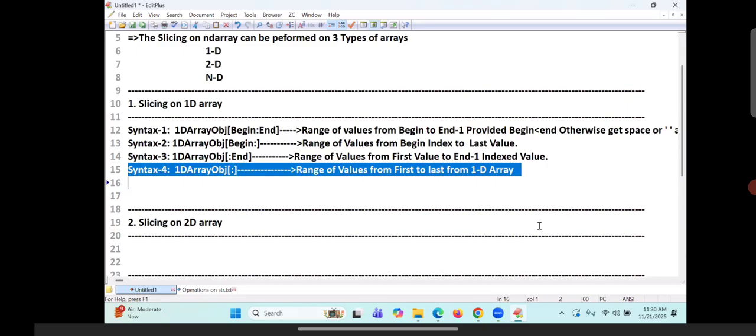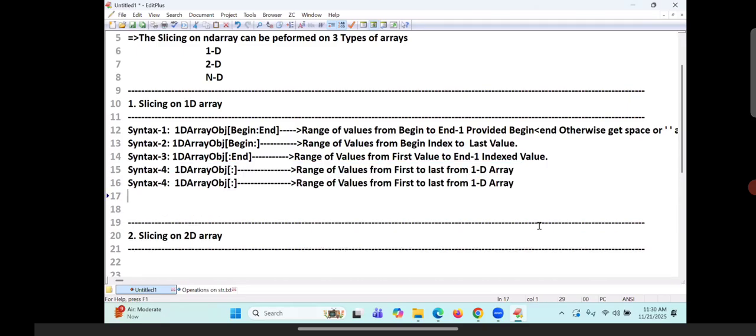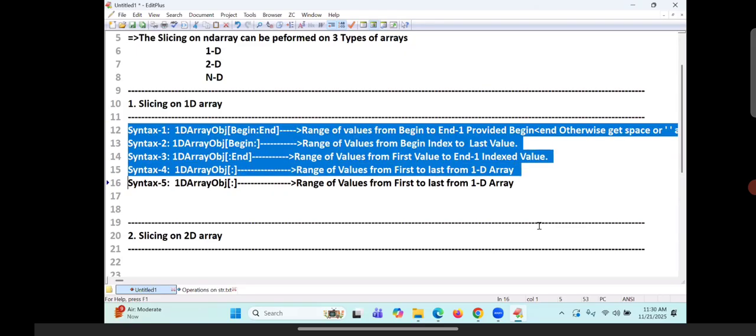So next onwards, you will see this, if you are not careful about it. Last and final, these are all 5 syntaxes. Syntaxes 1, 2, 3, 4 will be going in which direction? Forward direction. What is the step value? Plus 1. Plus 1 is which direction? Right.